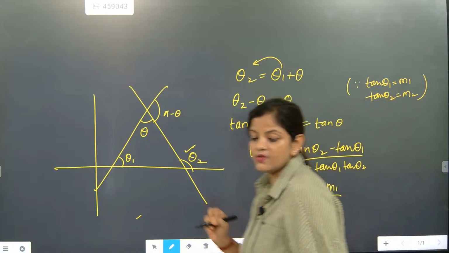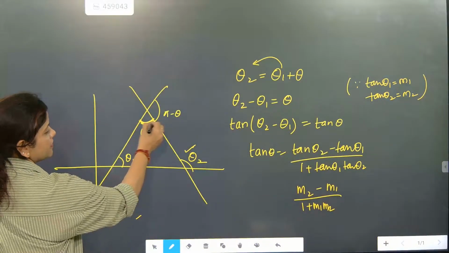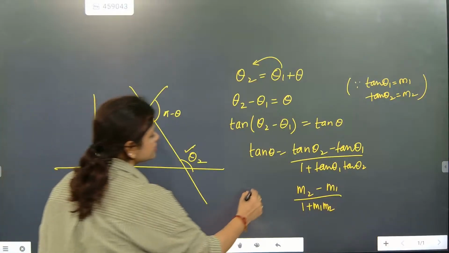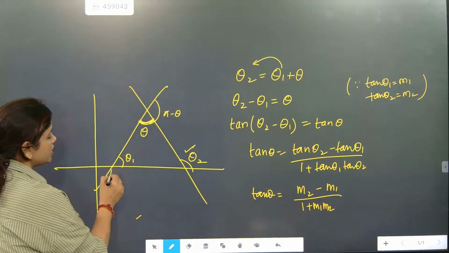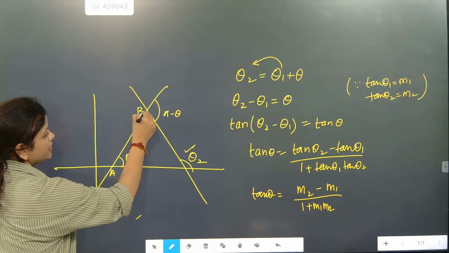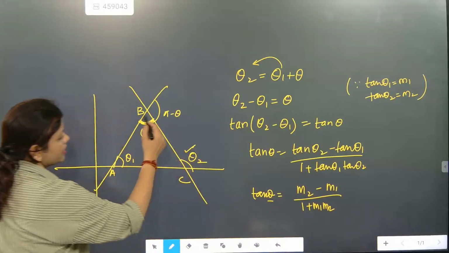This is exactly the case when you are taking this theta. So here it is coming as tan theta is equal to this. This is when you are taking it as A, B, C. When you are taking theta, here theta is angle ABC.